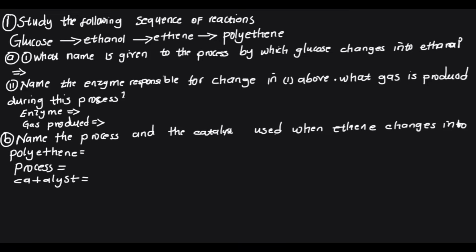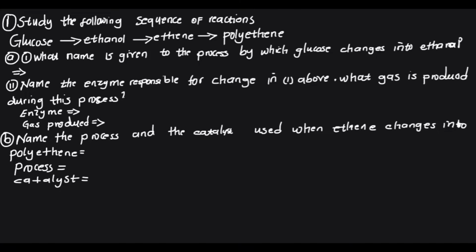In this video, we are going to revise questions from section C of Science Paper 2 for 2016 internal. Now, we have the first question here. Study the following sequences of reactions. These arrows represent the reactions in which these substances underwent to produce the next substance. The first substance was glucose, which produced ethanol. Ethanol is an alcohol. Then ethanol produced ethene. Ethene produced polyethylene.